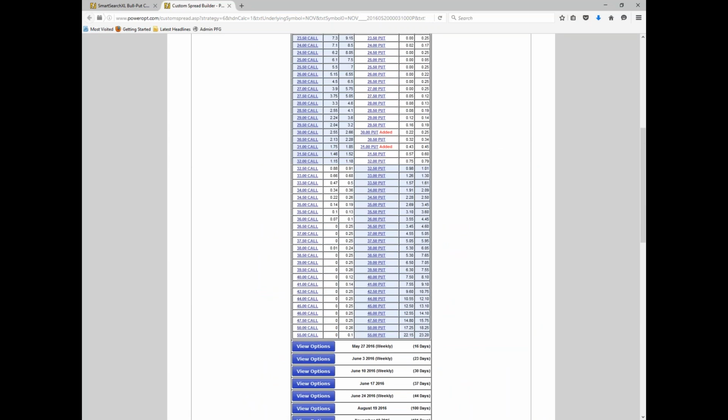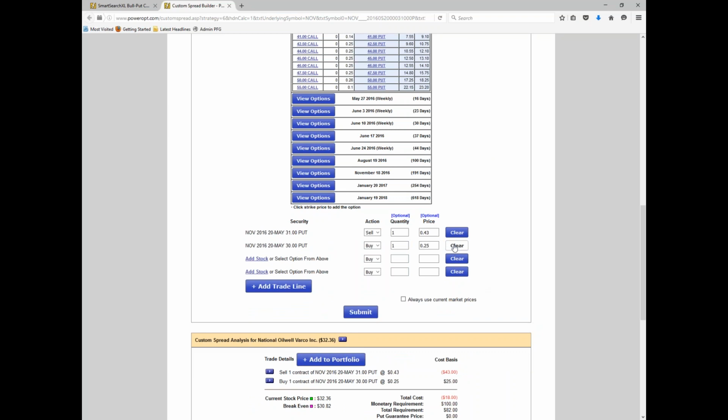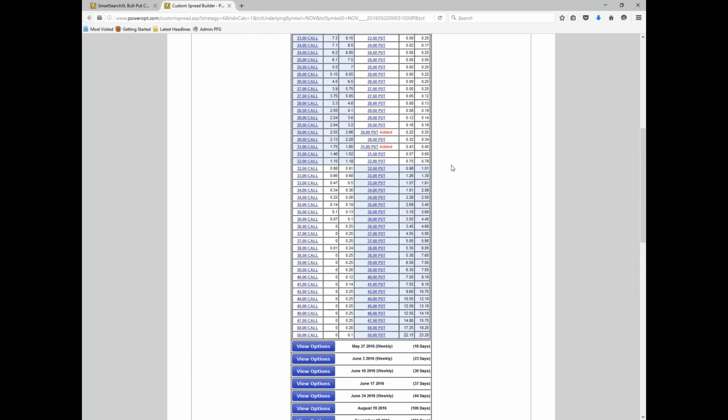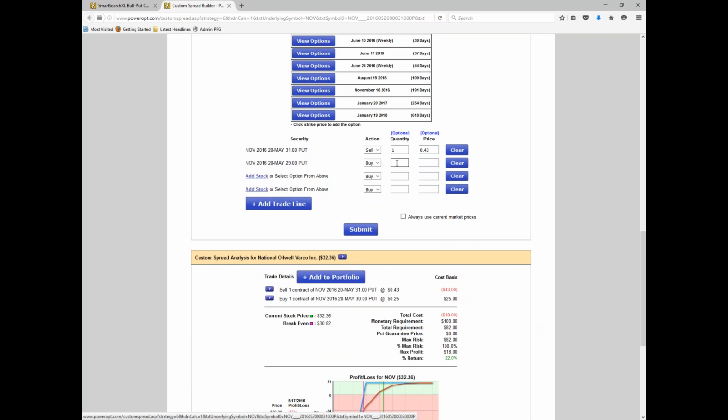What happens when we extend, I should say, or increase the strike differences to get a better net credit? Well, I'm still selling the 31 put at 43 cents. Now if I go to deeper strikes, if I buy the 29 put, let's call it 13 cents, we're going to take in a 30-cent credit now as opposed to the 18.